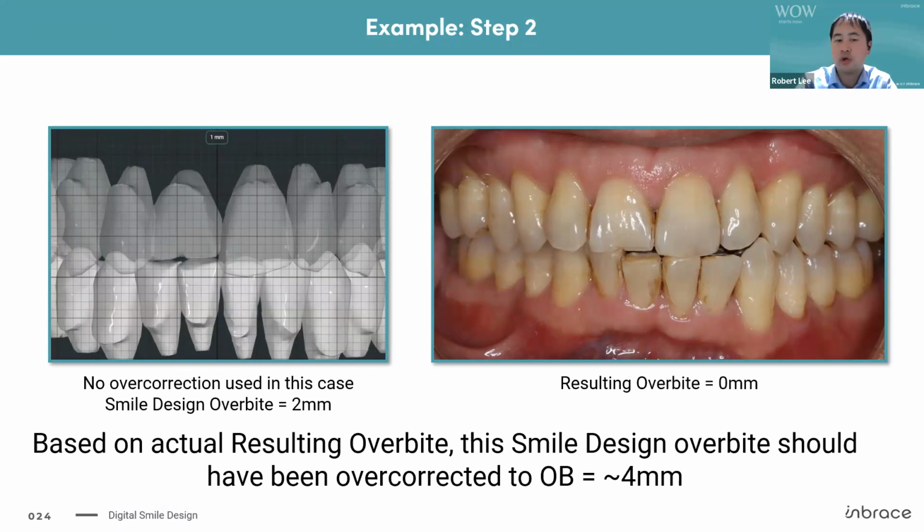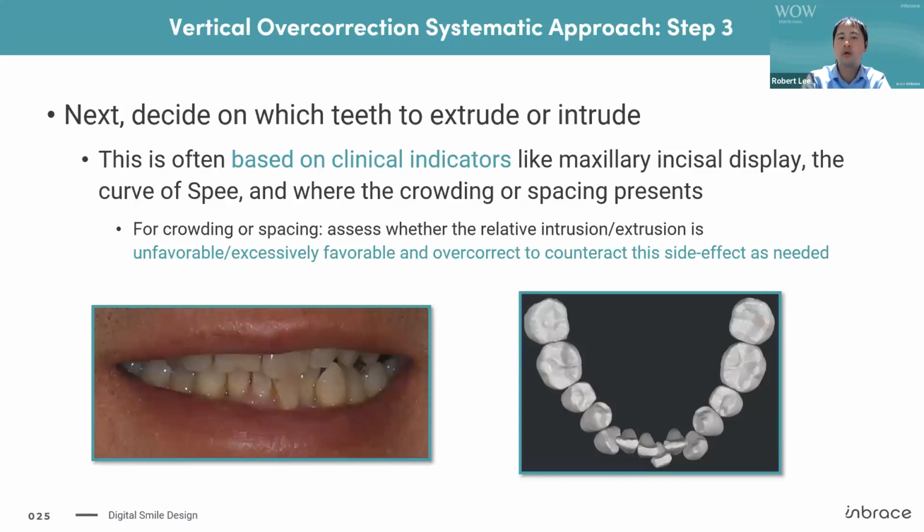So based on the actual resulting overbite, you probably should have overcorrected this case to about a 4 millimeter deep bite, actually maintaining some of the initial deep bite that it started with. So after you know what you want to set your overbite to, then you look at which teeth you should extrude or intrude. So you're looking at your general clinical indicators.